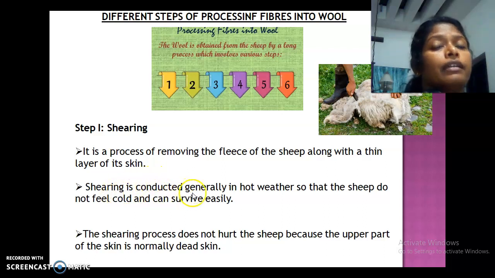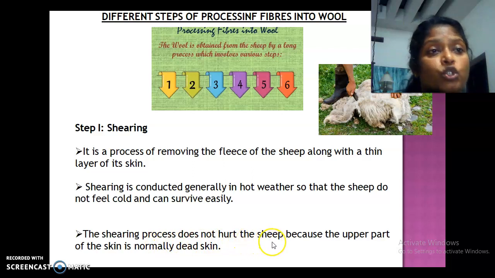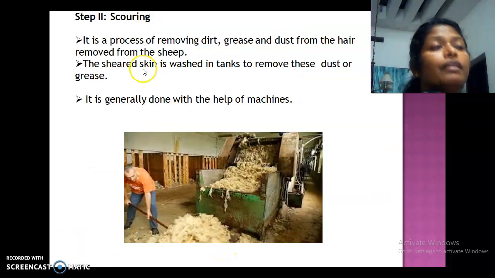Now shearing is conducted especially during the hot or summer season, because in winter they require this long wool or hair to keep them warm. That is why the farmer removes the hair or the fleece during the summer season, so that the sheep do not feel cold. Naturally it will be hot during summer, so the sheep can easily survive. The shearing process does not hurt the sheep, because the upper part of the skin is usually dead skin.